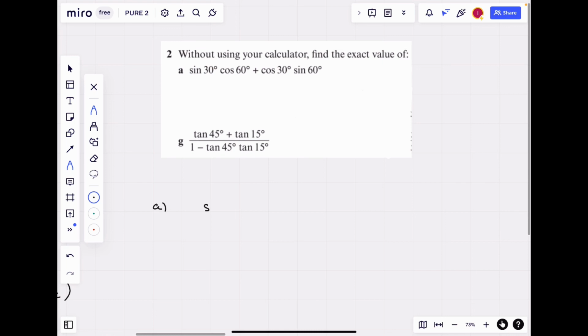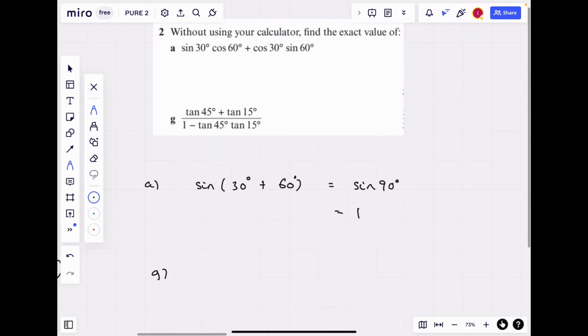You're going to use the sine addition formula. Your A is 30 and your B is 60. This simplifies to sine 90. And sine 90 is 1. There we go. That's your answer. 1. Okay?